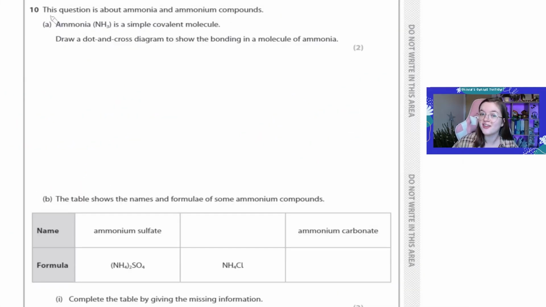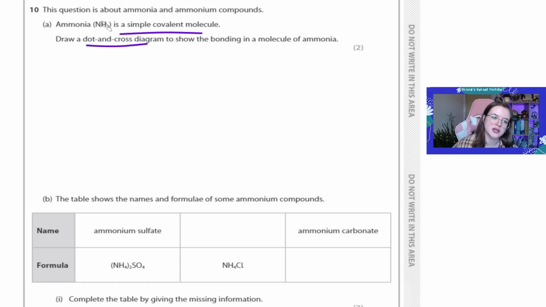Question 10, which is the last question to confirm. This question is about ammonia and ammonium compounds. Excellent, I love ammonia. So ammonia, NH3, is a simple covalent molecule. Draw a dot and cross diagram to show the bonding in a molecule of ammonia. Okay, so ammonia, we've been told is simple covalent. We're just going to be dot and cross, which it's told us here as well.